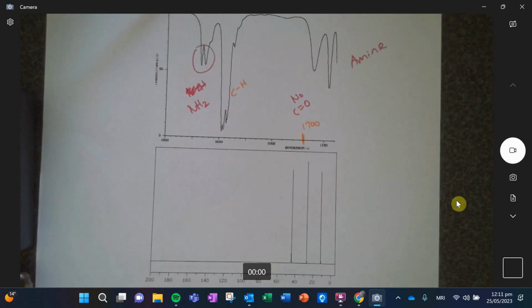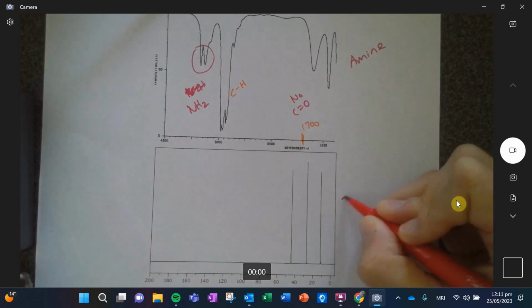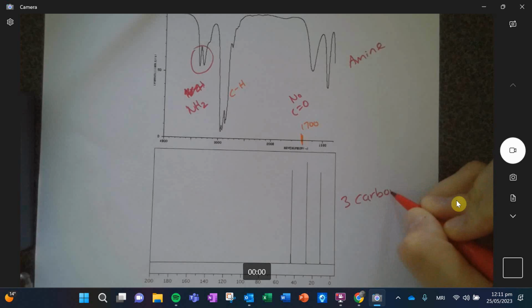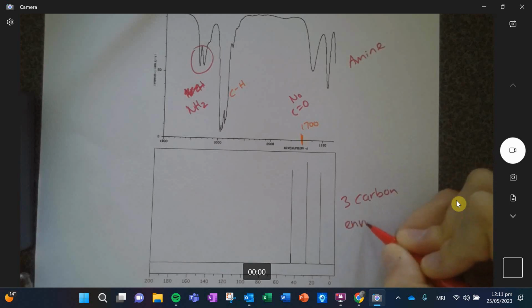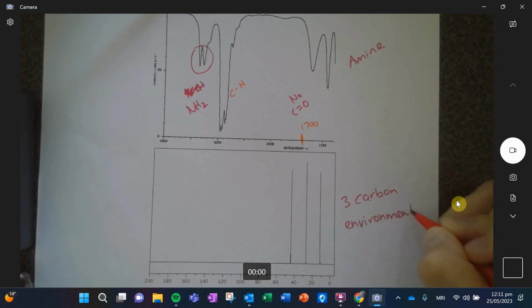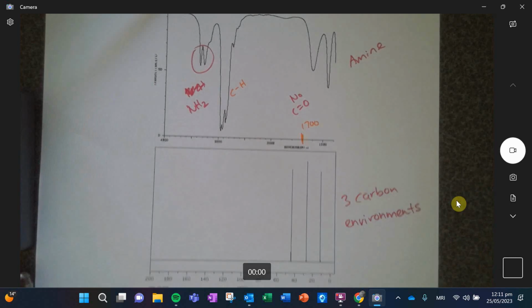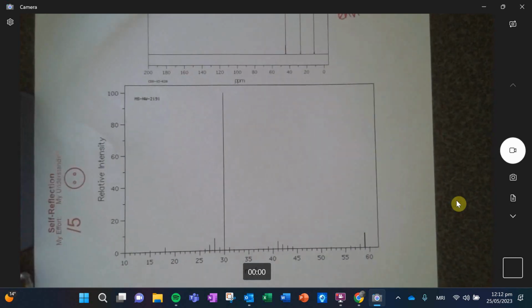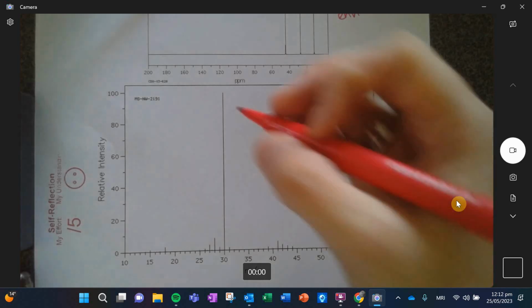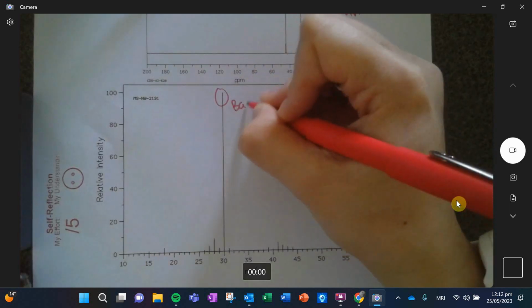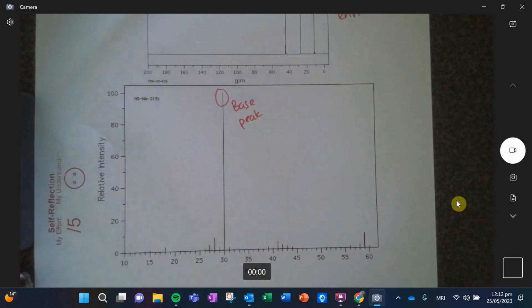All right, looking at my carbon NMR, how many peaks do I see? 3, so 3 carbon environments. All right, and then looking at our mass spec, base peak, that's 30. And then I haven't labeled it because I think it's pretty obvious which one it is. It is, which one? This one, 59.